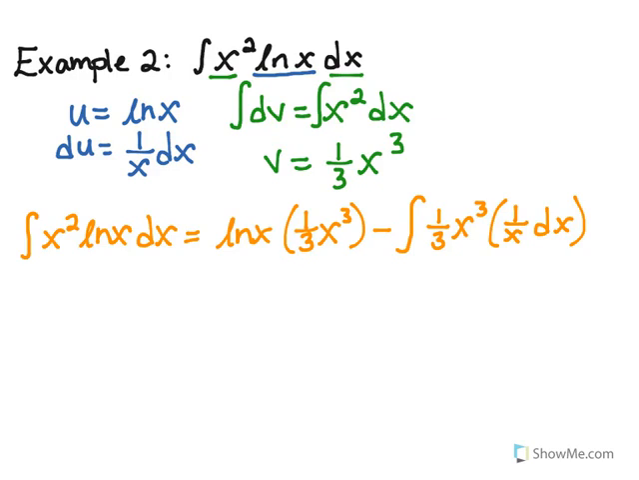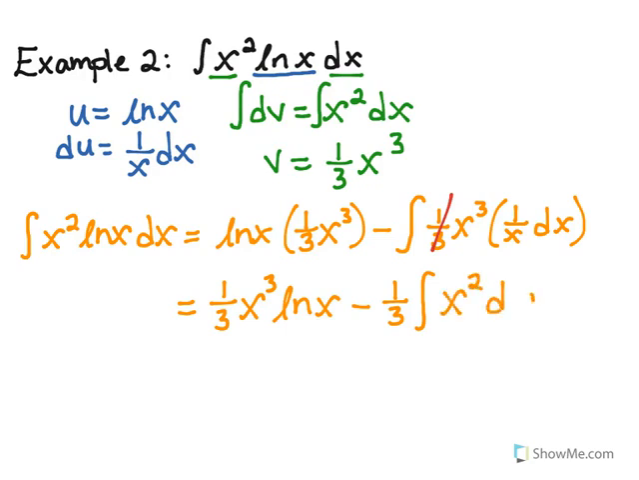For starters, this first term, I'm going to just put the 1/3 and the x cubed first. So 1/3 x cubed ln x minus. Now on the second one, that 1/3, I'm going to pull it out in front of the integral. So now this is gone. And I'm left with x cubed times 1/x. Well, that's just x squared dx. And I can find the antiderivative of this using the power rule.